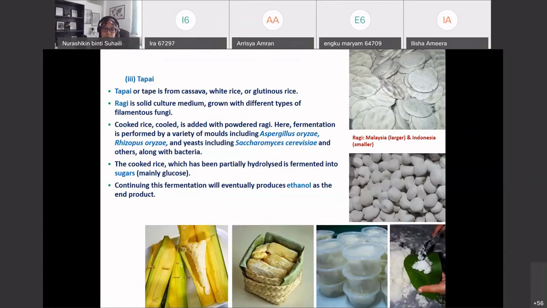What is ragi? Ragi is a local name, but actually in ragi there are many microbes. Actually, it's a consortium of microbes. For example, Aspergillus oryzae, Rhizopus oryzae, and yeast including Saccharomyces cerevisiae, along with bacteria. So ragi, I cannot say one scientific name, but it's a consortium of many types of microbes. Yeah. And if you want to know what are those specific microbes, you can do research on it.